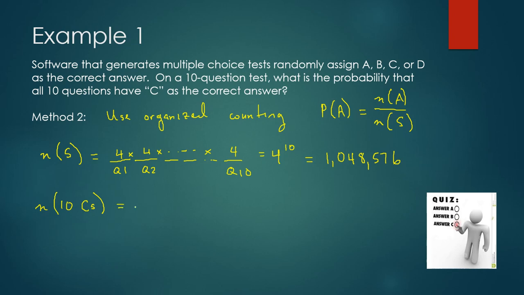The number of ways that we could have 10 C's in a row be the answers for our test? There's just one way that can happen. They're all C's. So the probability of getting 10 C's would just be the number of ways it can happen, one way, out of the number of elements in the sample space, 1,048,576. Same answer. Each method is equally valid, just 2 different ways of thinking about the same problem. Let's move on.